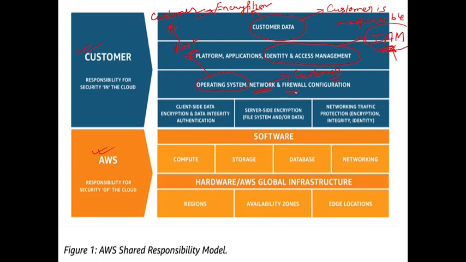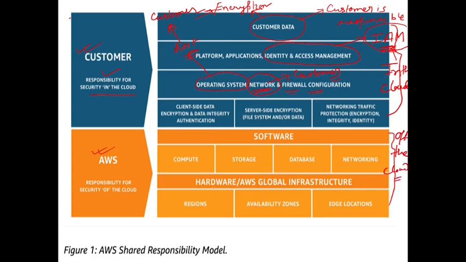Second is firewall configuration. This network configuration is also customer responsibility only. How you configure the firewall, these are also customer responsibility. So these are all customer-side responsibilities. Okay. So this is responsibility for security in the cloud. This whole thing, from here to here, is called in the cloud. Outside of this is called off the cloud. So this is in the cloud, this is off the cloud.